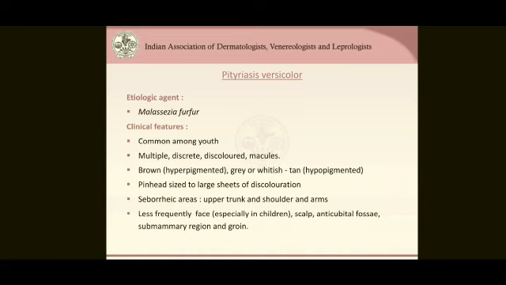It starts with pinhead-sized macules and later coalesce to become large sheets of discoloration. It usually presents on the seborrheic areas, that is upper trunk, shoulders, and arms, less frequently on the face, even if it presents especially in children. Scalp, antecubital fossa, submammary region, and groin are the other less frequently affected areas.